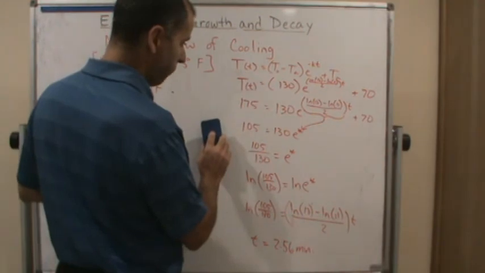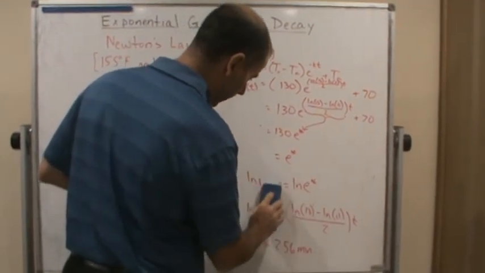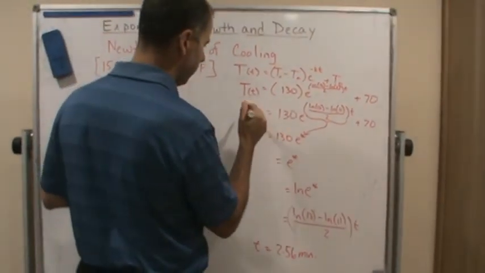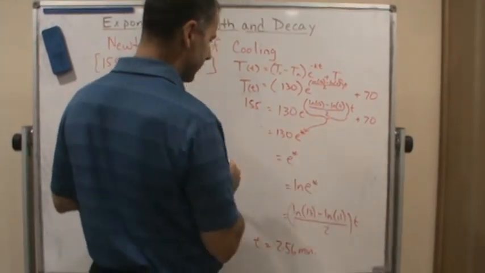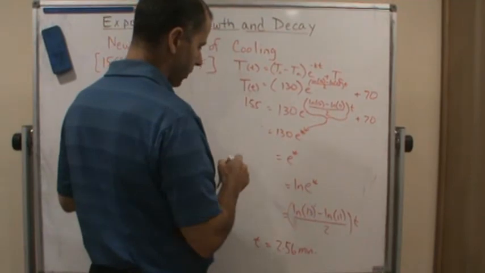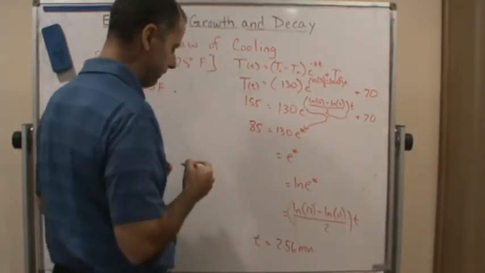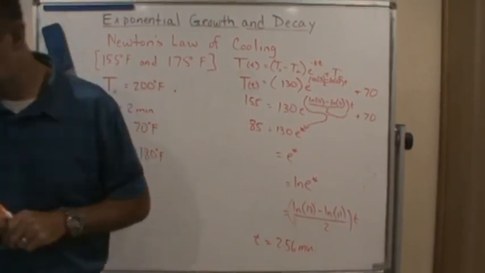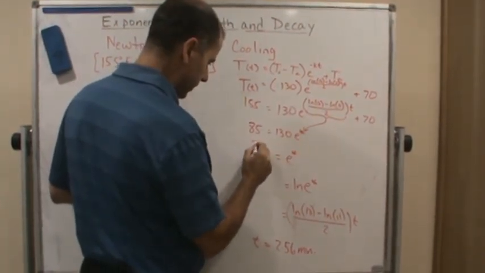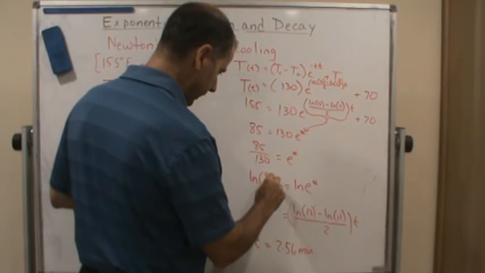Well, go back to the beginning here. And instead of 175, now we're going to put in 155. So all we're going to do is put in 155 here. And then we're going to subtract 70, right? So if we subtract 70, we get what? 85, right? And then we do the whole thing again. So we're going to divide both sides by 130, so we get 85 over 130. And then we take the natural log of both sides, we get the natural log of 85 over 130.